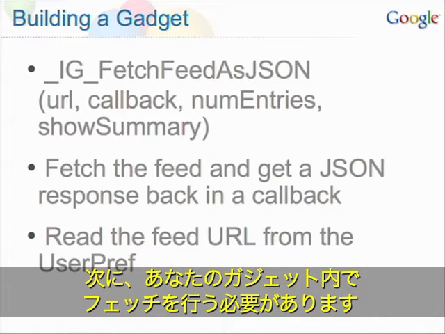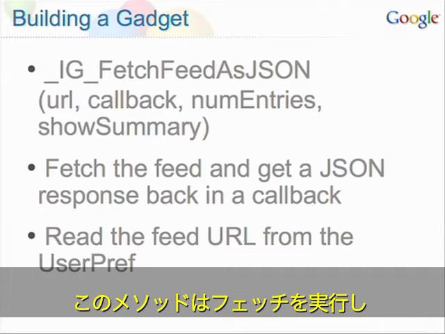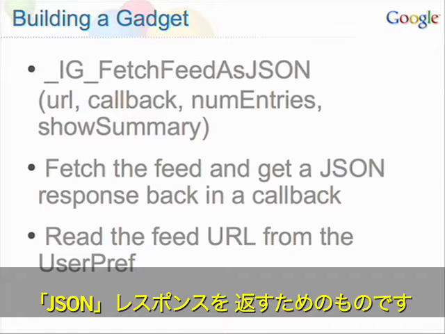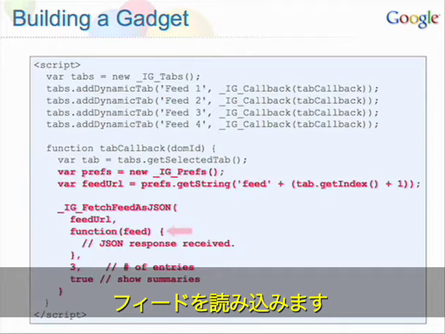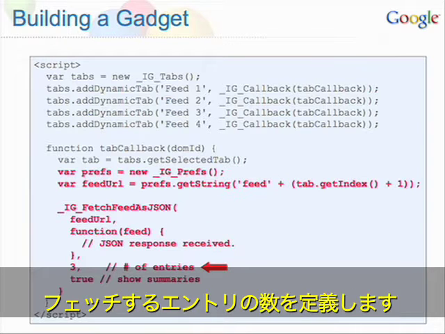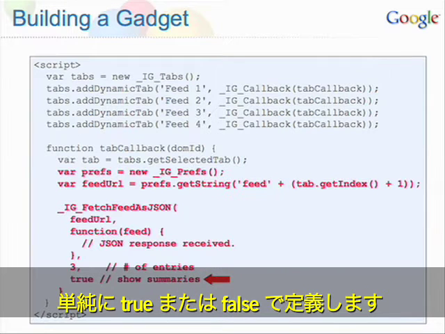Next, within your gadget, you should perform the fetch. We have an API method called igFetchFeed as JSON. This is used to perform a fetch to the feed and return a JSON response back to a callback function that you define. Within the callback, use a JSON object to read the feed. The second parameter is where you specify the callback function. The third parameter defines the number of entries you want to fetch. The fourth parameter is a simple true or false depending on whether you want to include summaries for each entry.